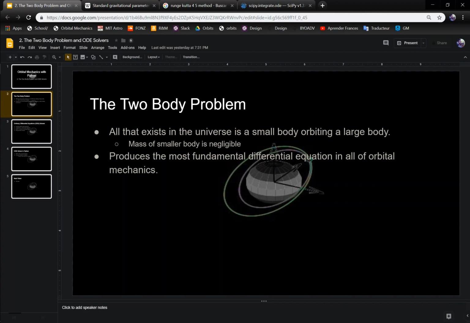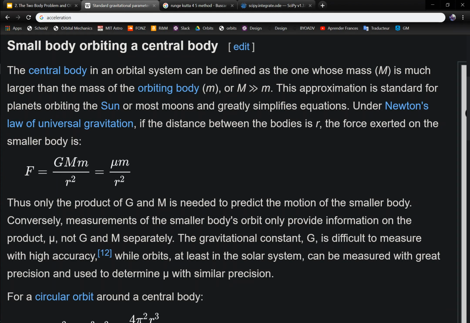And from this, you get Newton's law of universal gravitation, which is the most fundamental differential equation of all of orbital mechanics. And it is a differential equation because you get the acceleration due to gravity. And in order to find the position, you're going to have to take the integral of this equation two times. And a quick overview of Newton's law of universal gravitation is right here.